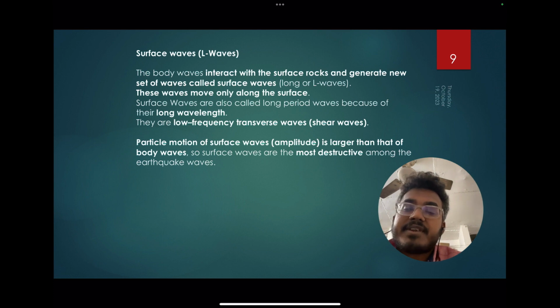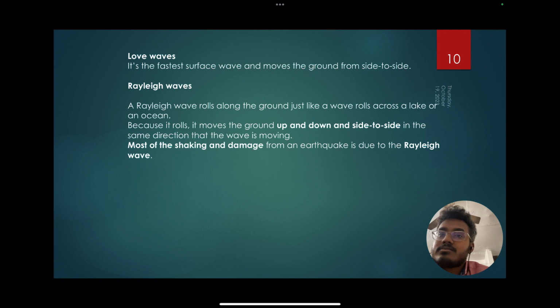When body waves interact with the surface rocks, then surface waves are produced. These have low frequency but high wavelength and high amplitude, and are present only at the surface. As we move from the surface to the interior of Earth, the amplitude decreases in an exponential manner. It has two types, Love waves and Rayleigh waves.